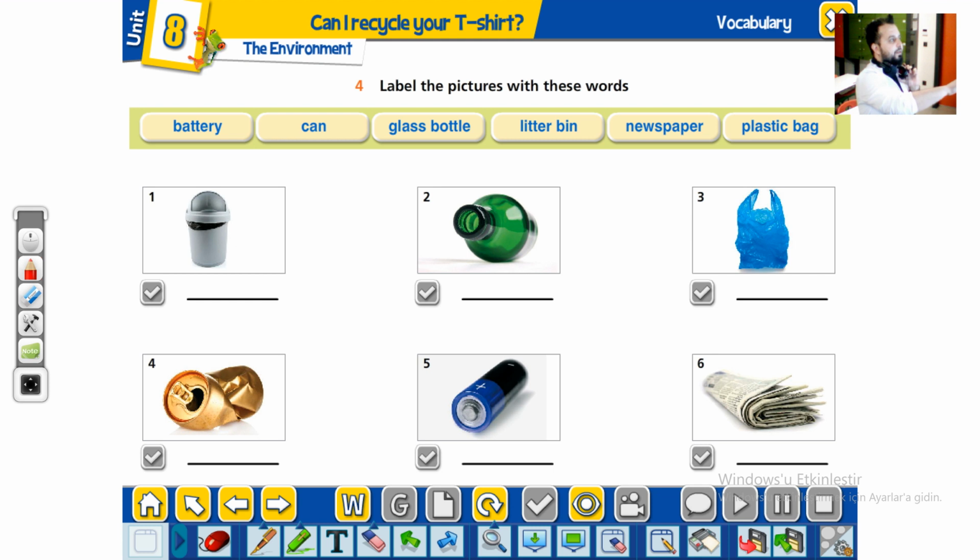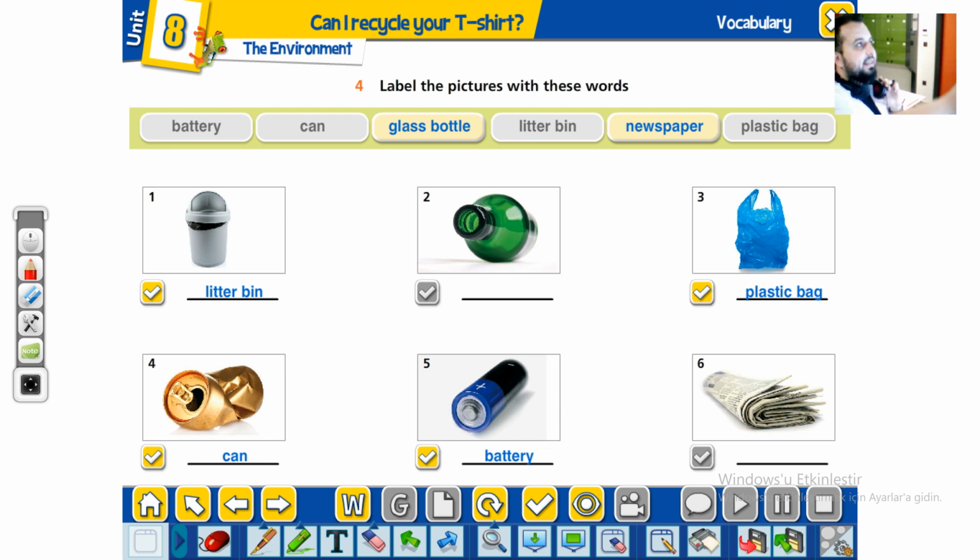First of all, we said it, the other word means rubbish bin, and we are going to use litter bin in here. And as you see, this is a glass bottle. And picture 3 looks like an armor, but it's not that. It's a plastic bag. And can. Can ne demekti arkadaşlar? Remember it. Teneke kutu anlamında kullanıyorduk. Picture 5 matches with the battery. And the last one is newspaper. Sorry, forget glass bottle. And it will be matched like this.